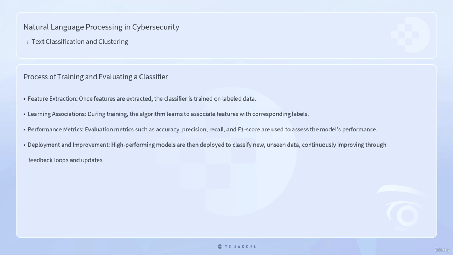Once features are extracted, the classifier is trained on labeled data. During training, the algorithm learns to associate features with corresponding labels. Evaluation metrics such as accuracy, precision, recall, and F1 score are used to assess the model's performance. High-performing models are then deployed to classify new, unseen data, continuously improving through feedback loops and updates.